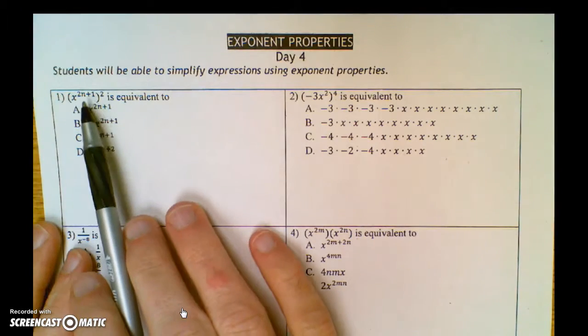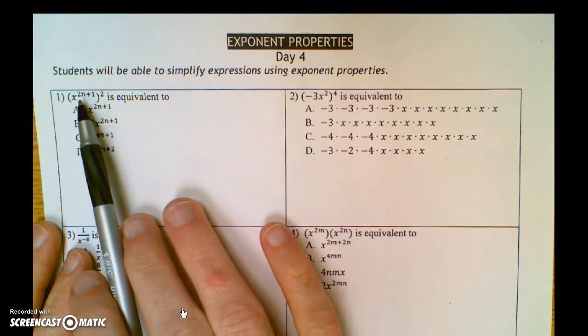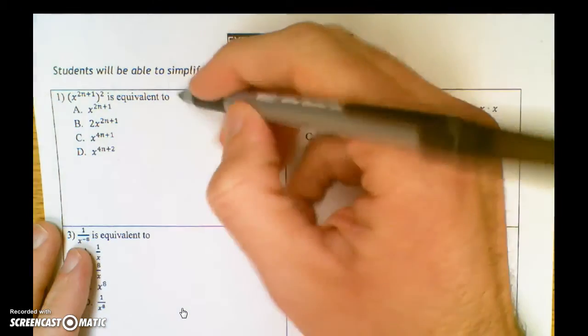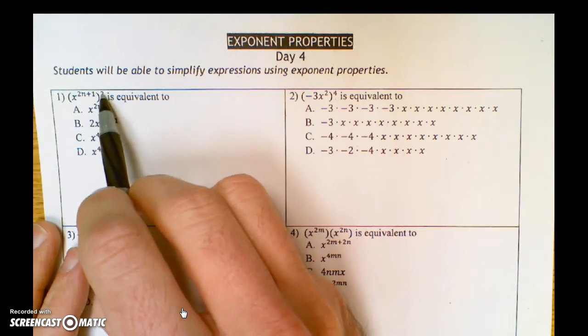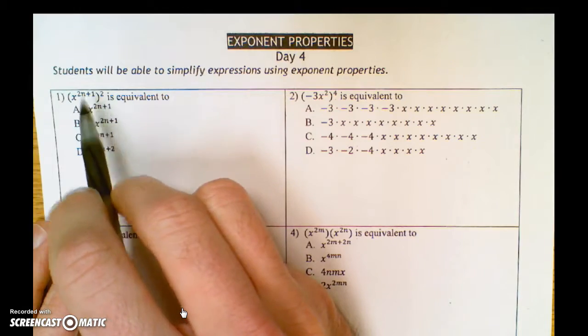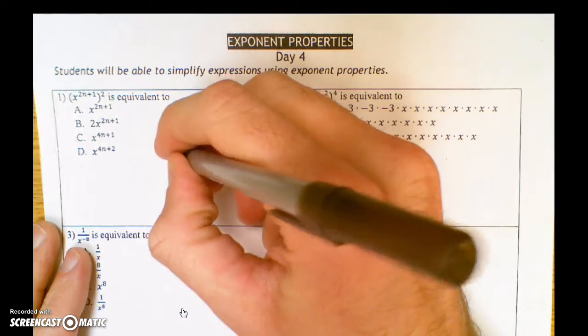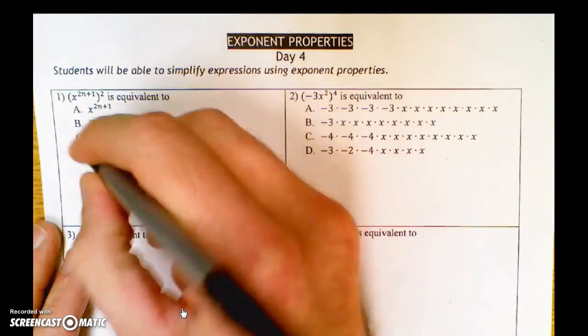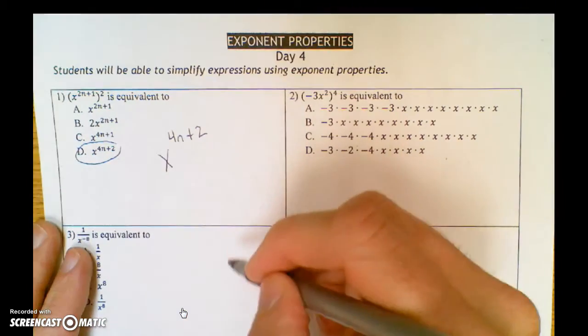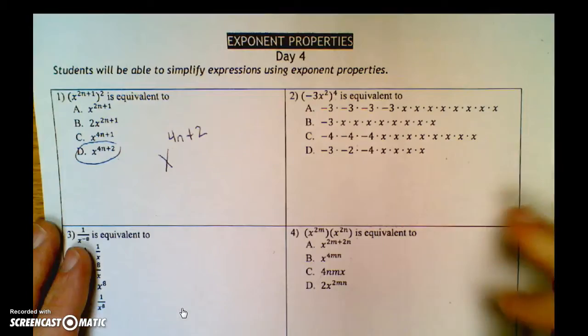For number 1, this is a power being raised to a power. Anytime you have a power to a power, you multiply. So I'm going to take the 2 on the outside and multiply it by the exponent on the inside, which is the 2n plus 1. So multiplying it would get you to 4n plus 2. So that'd be choice D. Power to a power is when you multiply.